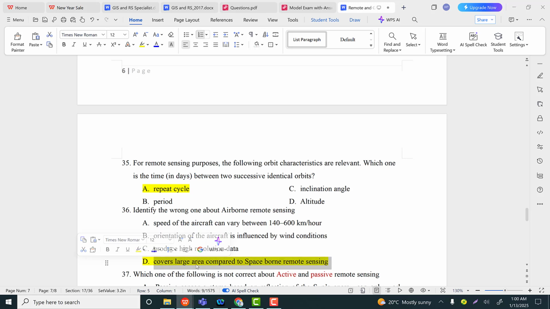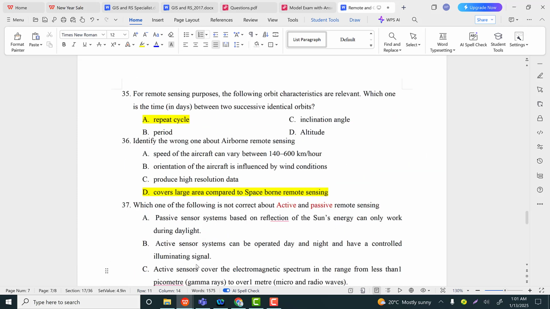Let me give you an explanation. Airborne remote sensing does not cover large areas compared to spaceborne remote sensing, because spaceborne remote sensing is captured by satellites at higher elevation. With increasing elevation, the areal extent covered by a single scene is very high, whereas airborne remote sensing is very low in altitude and covers smaller areas. So the answer is D.